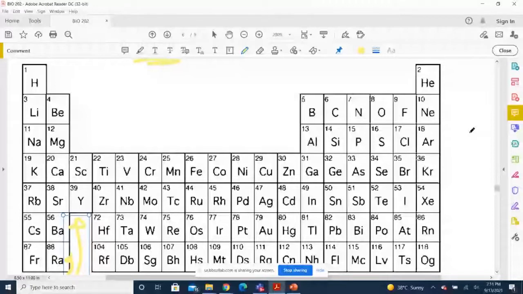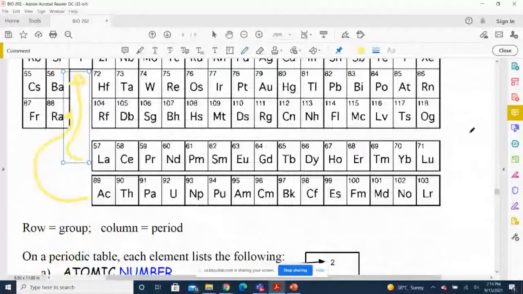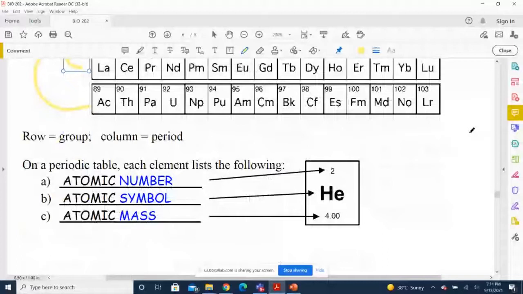And we saw that we called the rows in the periodic table of elements periods and the columns groups. And we saw that on a periodic table, typically for each one of these, we have a little bit more information than just the name of the element.